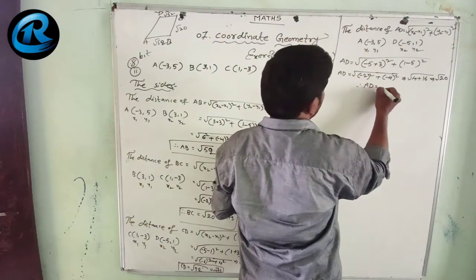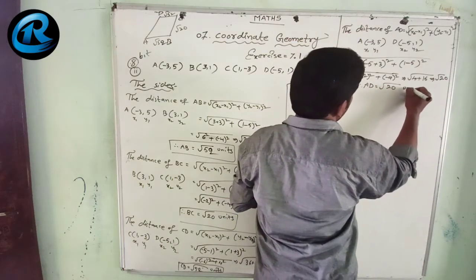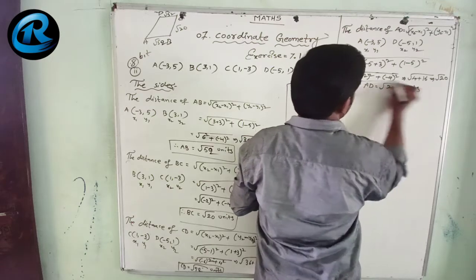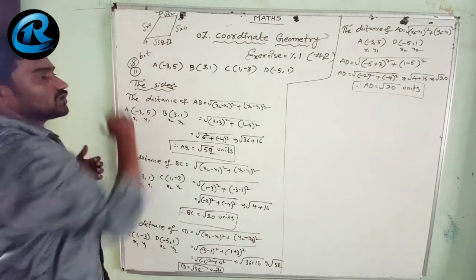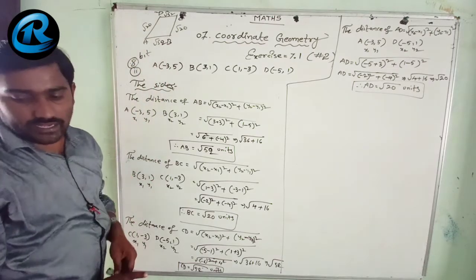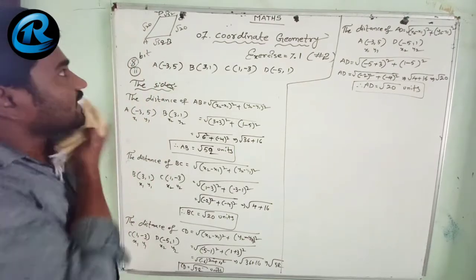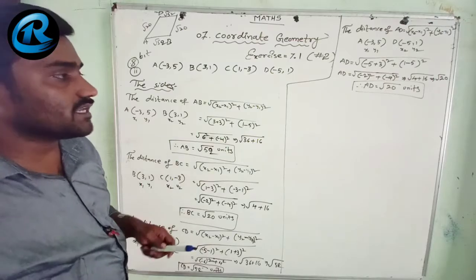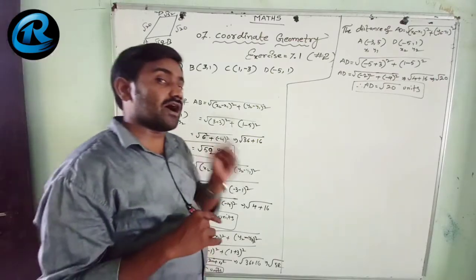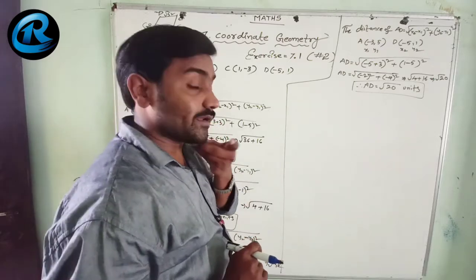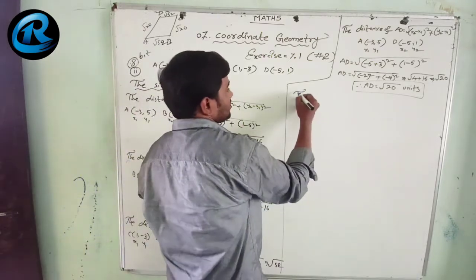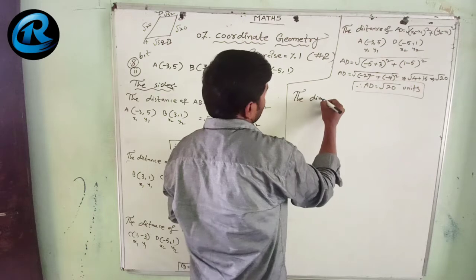Therefore, AD equals under root of 20 units. It is also under root of 20 units, as BC. You got it. Opposite sides are equal. Then what about the diagonals? If opposite sides are equal, it may be a parallelogram or it may be a rectangle also. So what about the diagonals? Let us see the diagonals now.